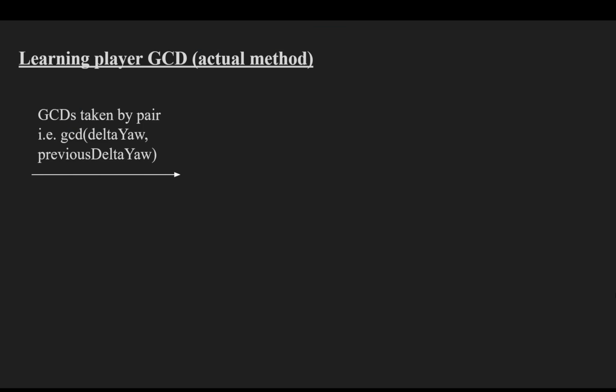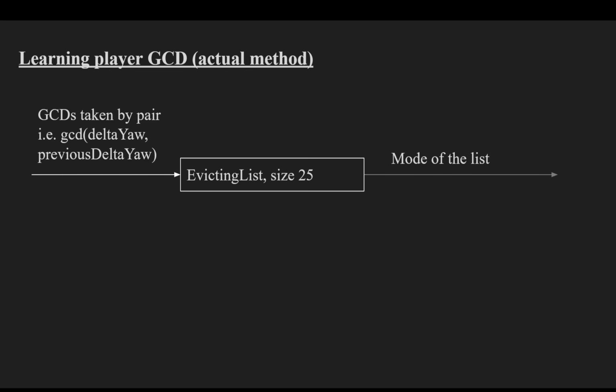The problem is that we can't keep taking the GCD of a delta yaw against the previous GCD forever, because that makes the GCD collapse to a very small number like you saw previously. So the solution is to take GCDs by pair, so we will only take the GCD of each delta yaw with the delta yaw that came immediately before it. With this value, we will add it to an evicting list, which is a list that has a maximum size, and once it reaches the maximum size, it will begin evicting the oldest element of the list. Once the list reaches size 25, then we will take the mode of the list as the true yaw GCD.